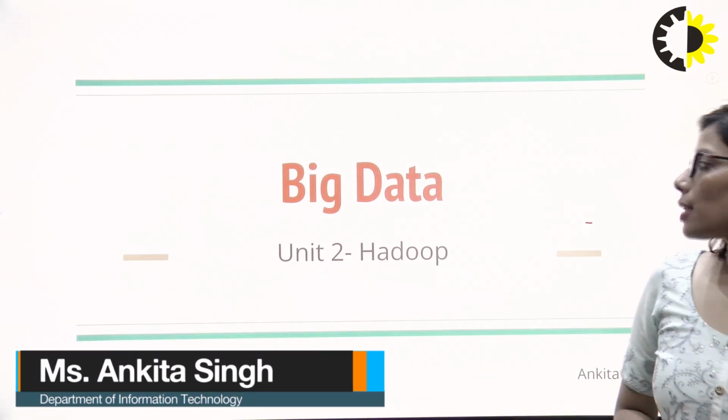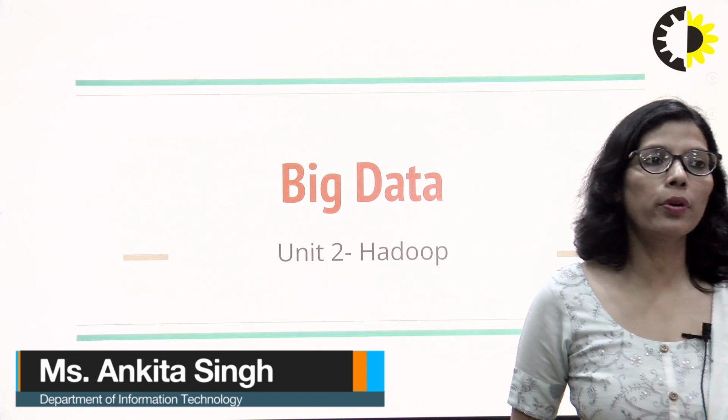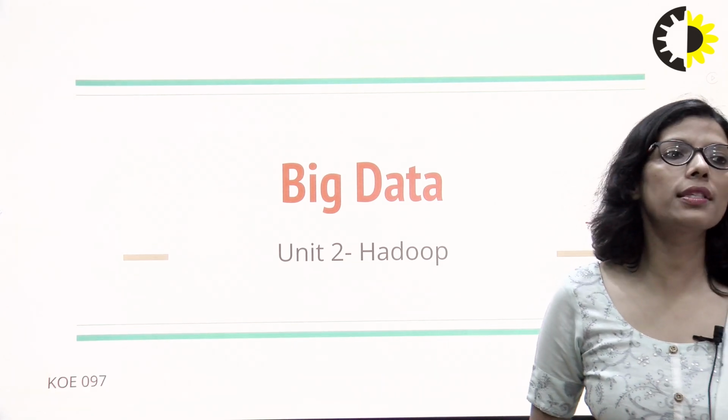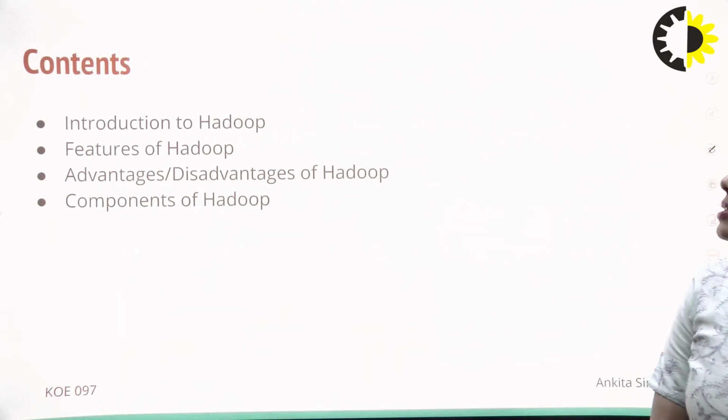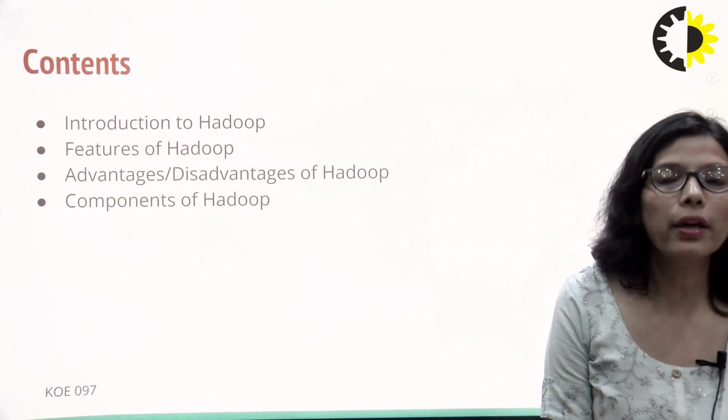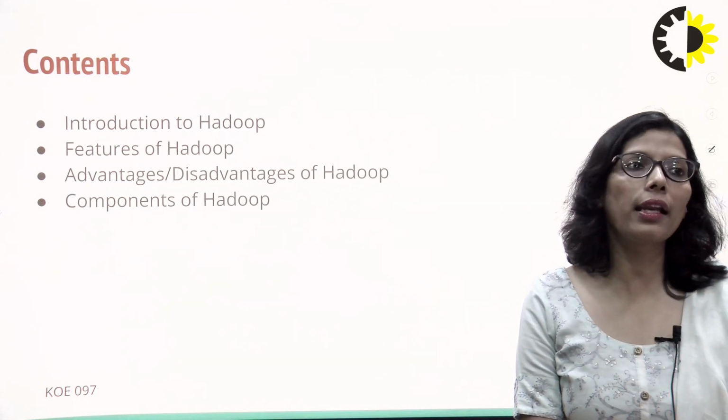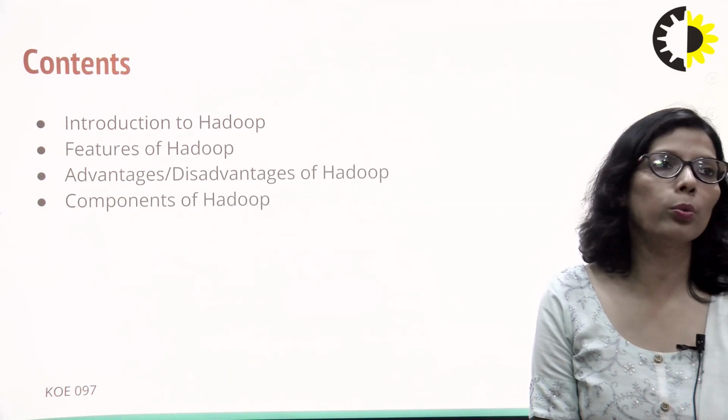Today I am going to discuss Unit 2 Hadoop from the course Big Data. Course code is KOE 097. Now the content I am going to discuss is Introduction to Hadoop, Features of Hadoop, Advantages and Disadvantages of Hadoop, and finally the components of Hadoop.